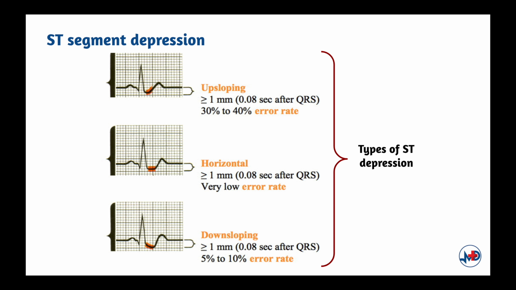So there are a few types of ST depression as shown here. We have the upsloping, the horizontal, and the downsloping. Just remember the common causes of ST depression, which include ischemia, and this reflects subendocardial infarction in myocardial infarction, strain, digitalis effect, and electrolyte abnormalities such as hypokalemia or hypomagnesemia.